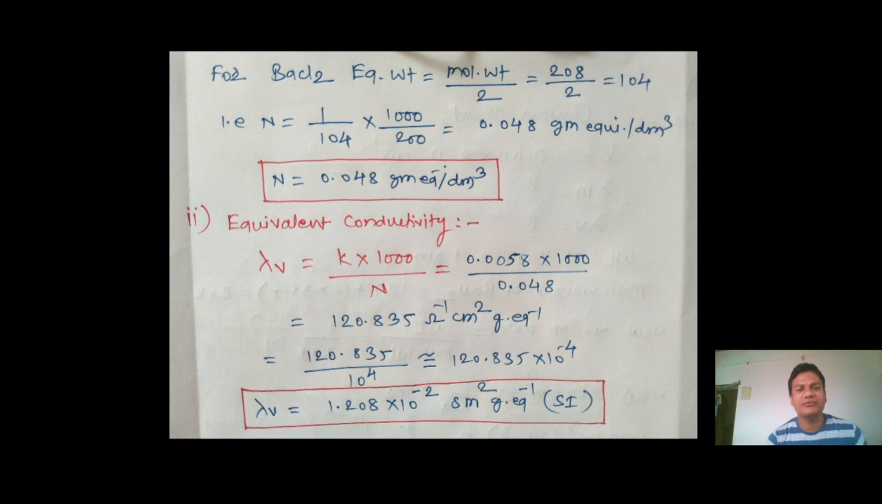Divide by 10 raised to 4. You will go into meter square from centimeter square. So it is 120.835 into 10 raised to minus 4 per ohm meter square gram per equivalent. Now convert this per ohm into Siemens. So it is simply 1.208 into 10 raised to minus 2 Siemens meter square gram per equivalent. So that is the SI unit for equivalent conductance.